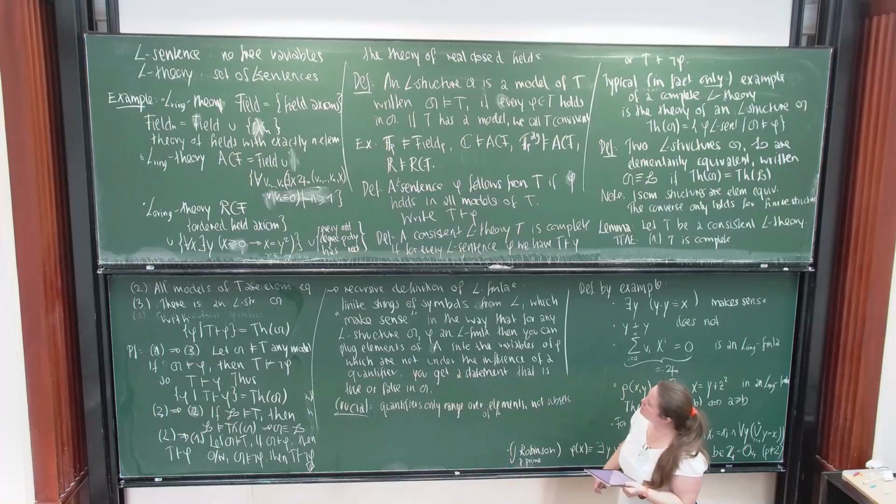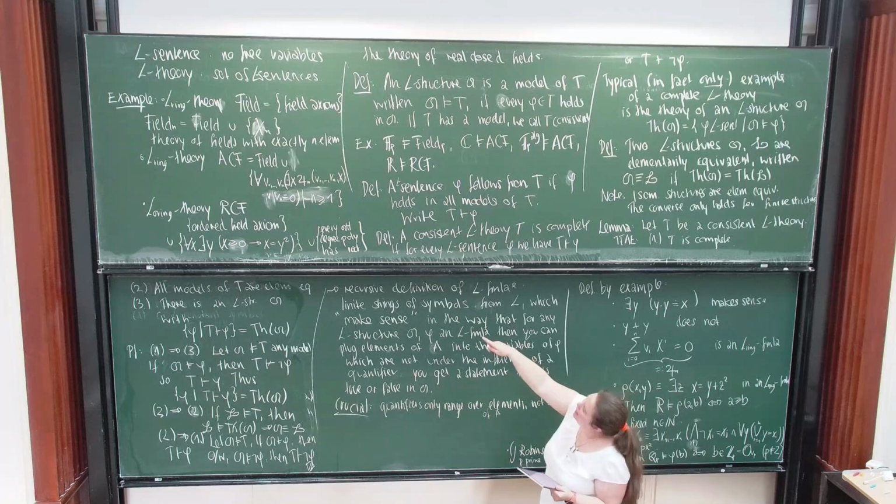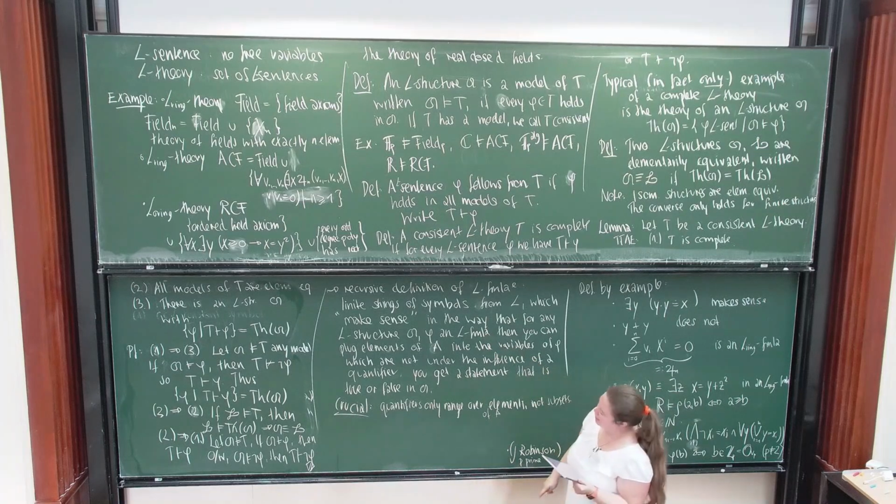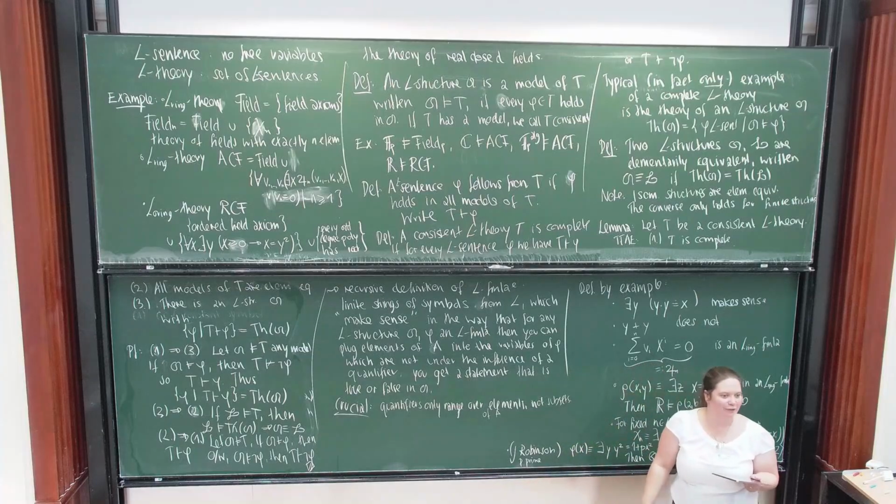Okay. Yeah, and this, as I said before, somehow the spoiler is that RCF and ACF after fixing the characteristic are complete, but I can't prove that yet. I mean, I have no means of showing that yet.